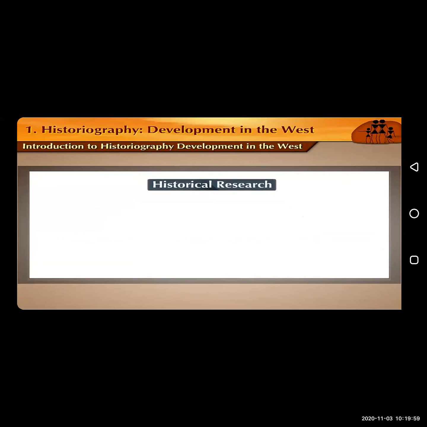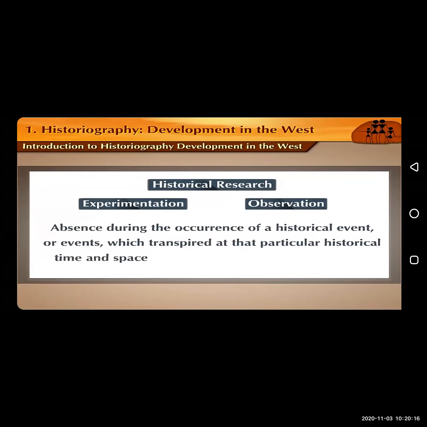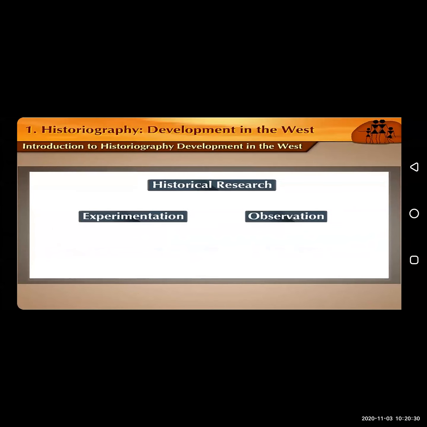As far as the historical method of research is concerned, the use of experimentation and observation may not be feasible. This, for obvious reasons, is due to our absence during the occurrence of a historical event or events which transpired at that particular historical time and space, which, in turn, cannot be recreated. Furthermore, in the subject of history, it was not possible to establish laws and principles that would remain true irrespective of time and space. Now, you all must be wondering that in spite of these drawbacks, how are we still able to view history just as it had occurred?